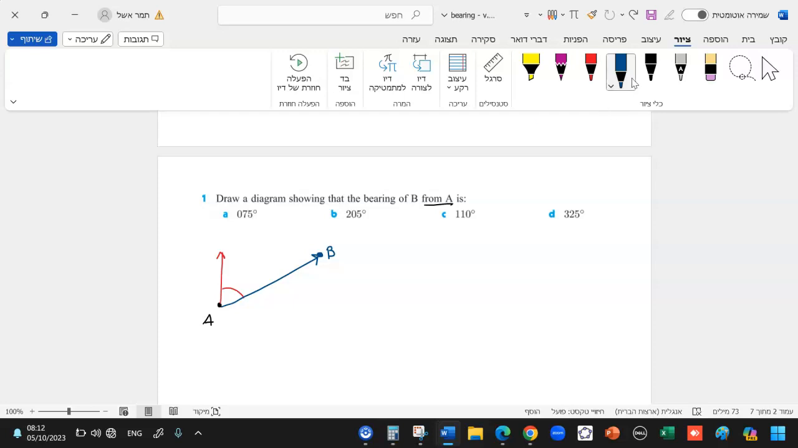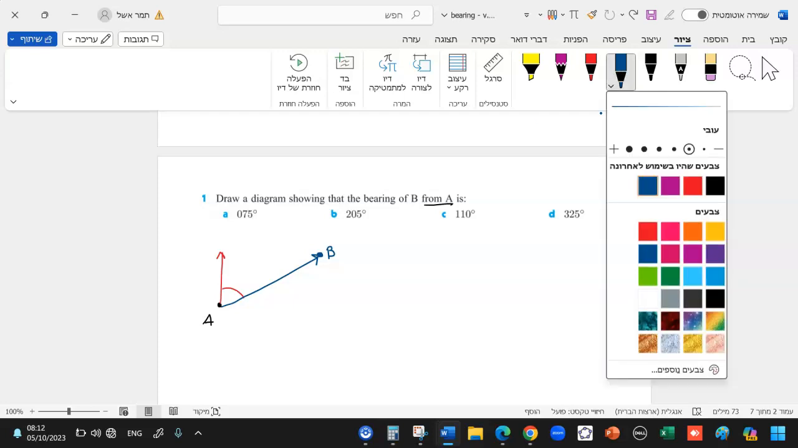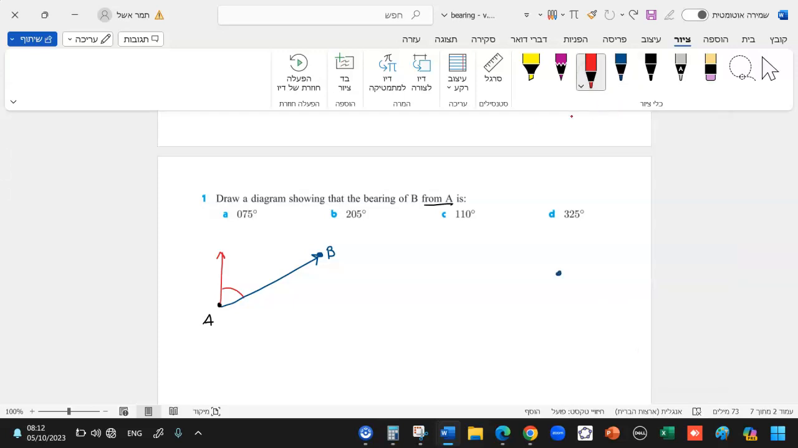Let's say B, we start at A, this is the north, and we take an angle of 325, around here. That means that if this is A, we go on bearing of 325 from A, and B is somewhere in this direction.